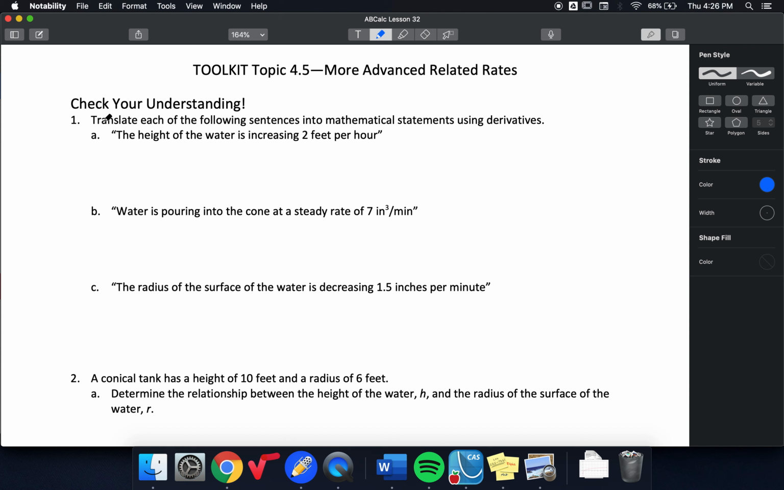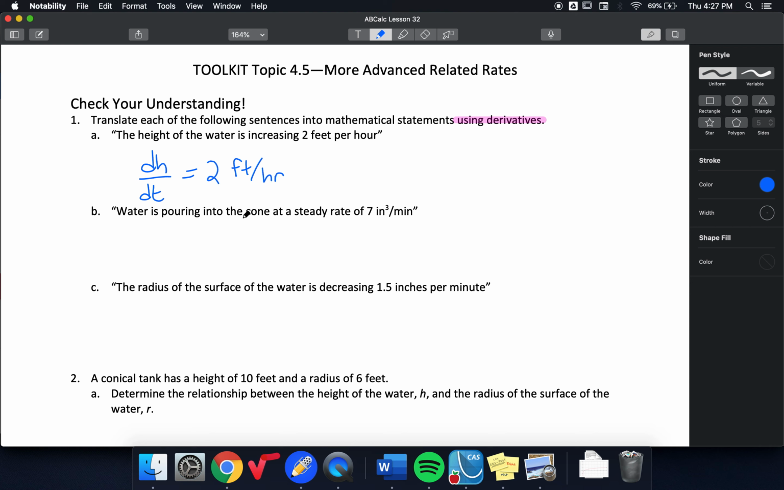All right, we're looking at the CYUs for Lesson 32, our more advanced related rates. Translate each of the following sentences into mathematical statements using derivatives. This first one tells me the height of water is increasing at 2 feet per hour. I see dH/dt equals 2. My units are feet per hour.